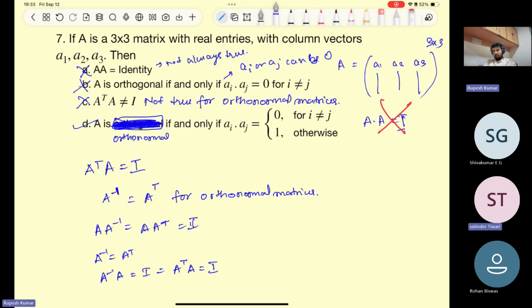Basically, A transpose A will be equal to identity for orthonormal matrices. In the question, it has not been mentioned or asked for orthonormal matrices. The question is saying it is for any general matrix. The question is saying any matrix, right?